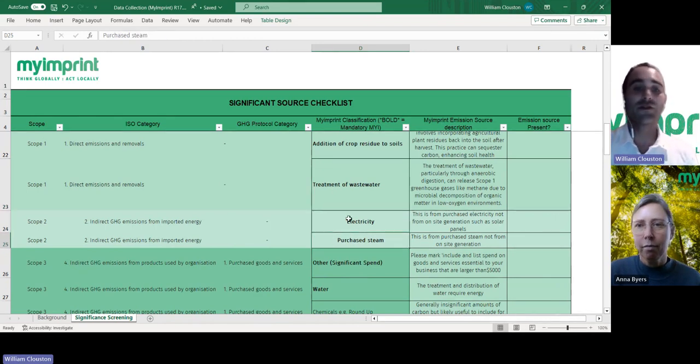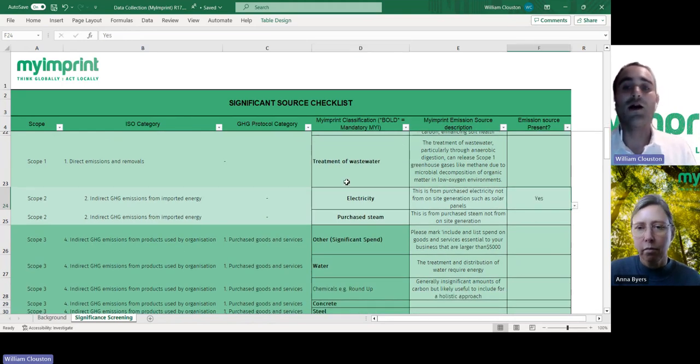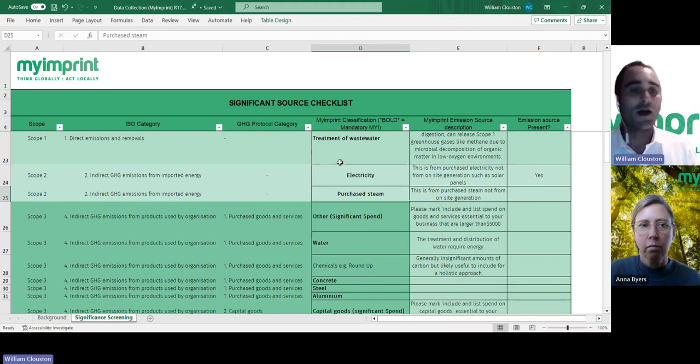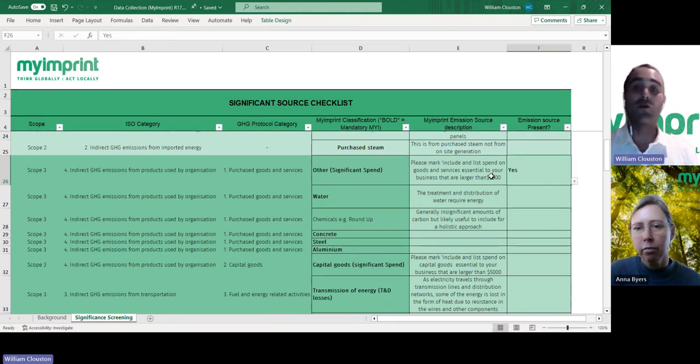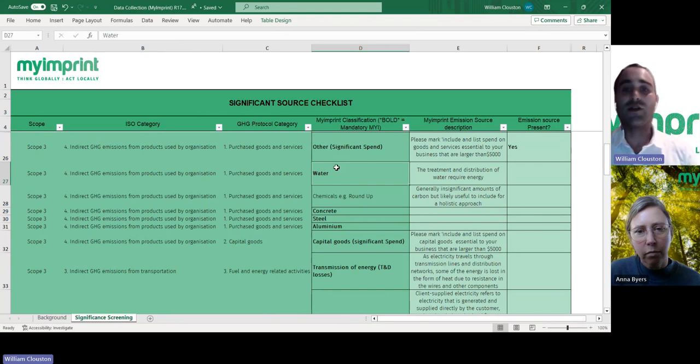So Scope 2 emission sources are from indirect emissions from imported energy. So you will likely have electricity, purchase steam you may have. So these Scope 3 emission sources, I'll list them and give a bit of a description about the more complicated ones. So this significant spend, this is just really a screening. So this one, you'll mark yes, and later on we'll just review what that may be for your business. And again, just note anything in bold, if it is significant for your business, then we will be including it.